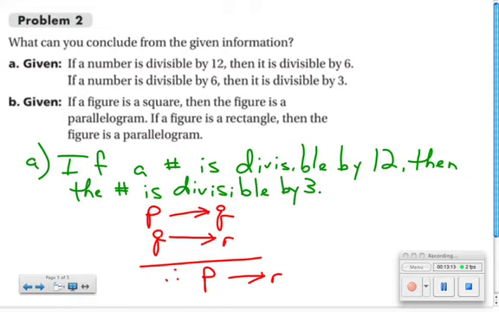Part B. If a figure is a square, then the figure is a parallelogram. If a figure is a rectangle, then the figure is a parallelogram. My first question, remember, is, can I draw a conclusion? Good. No, you cannot draw a conclusion. What you are looking for when you've got two if-then statements is the then of one statement being the if of the other. And that's not the case in part B, so I can't do a thing with it. I cannot draw a conclusion.